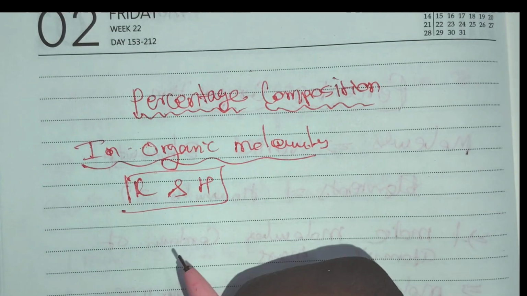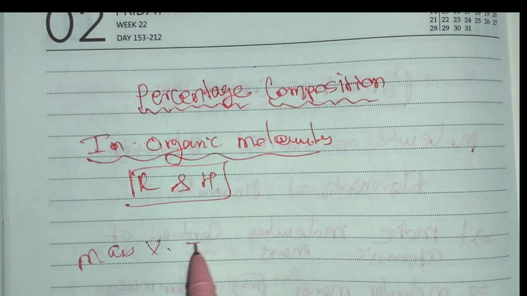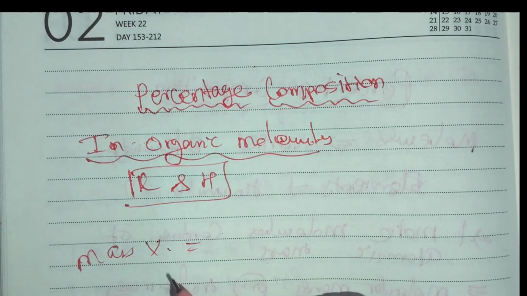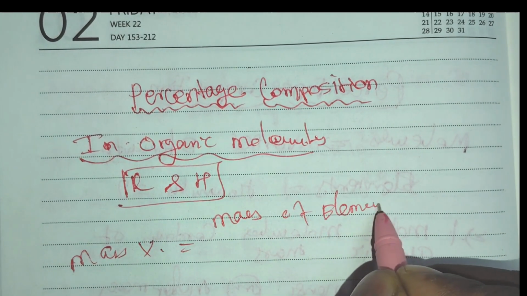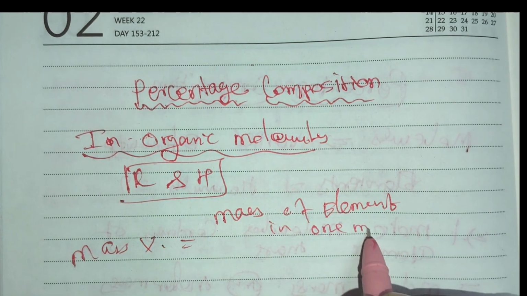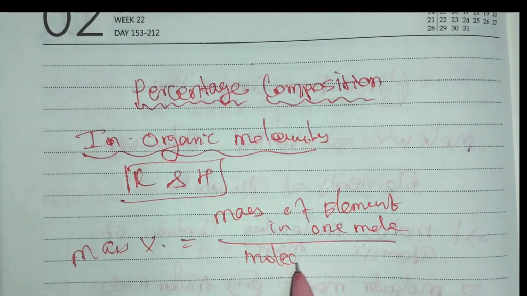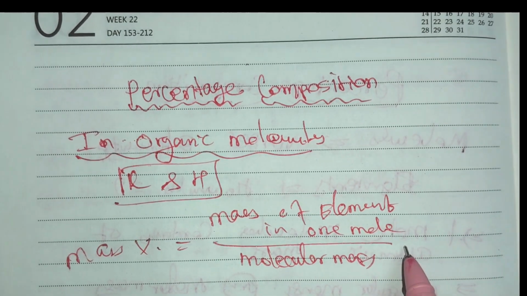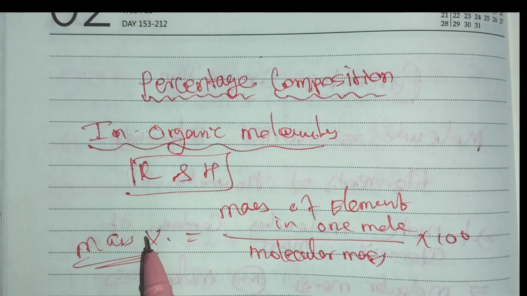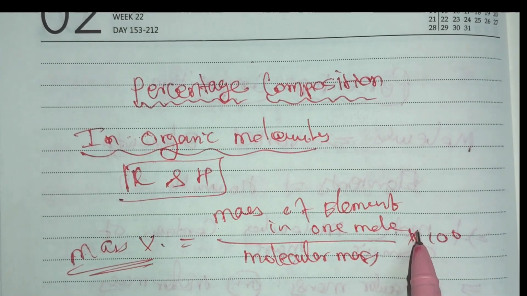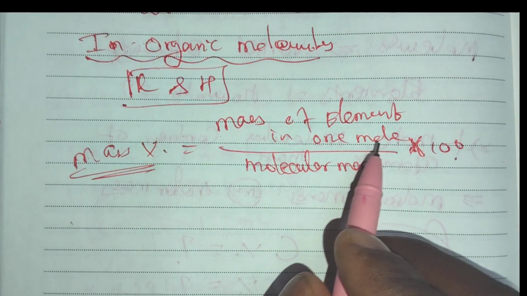Okay, so now this is the mass percentage. Mass percentage is equal to the mass of an element in 1 mole, divided by the molecular mass, or molar mass, into 100, because we are finding the percentage. That's why whenever a percentage is found, it is finally multiplied by 100. So, the mass of an element in 1 mole.